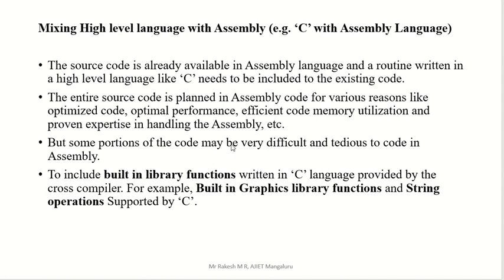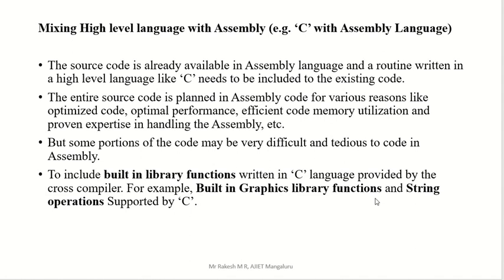But some portion of the code may be very difficult and tedious to code in the assembly. Some of the lines, because we are mixing assembly and C, are somewhat complicated. To include the built-in library function, what is the advantage here? Again, what is the advantage of C? Why are we mixing C with assembly? That advantage is given here. Built-in library functions are there in your C, so we are going to take that advantage here.